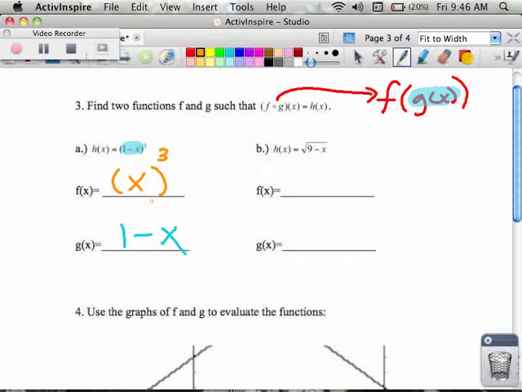Let's try that again. Part B. The inside stuff is 9 minus x. So that means that my g is 9 minus x. What's left over? A square root. So I write down the square root for the f. Well, there's nothing in there. I want to shove that in later, so I just write down x. That's it.